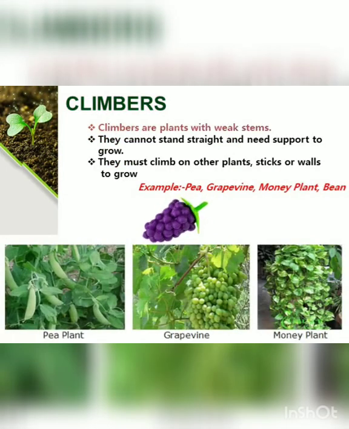So students, now tell me, have you ever seen some plants climbing a wall or some other trees? Yes, students, those plants are called climbers. Climbers are the plants with weak stems. They need support because their stems are so weak and they can't stand upright. That's why they climb on trees, plants, or walls to grow. Examples of climbers are pea, grapevine, money plant, and bean. These plants need support and they grow up with the walls or plants. You can also see the pictures of these plants here.